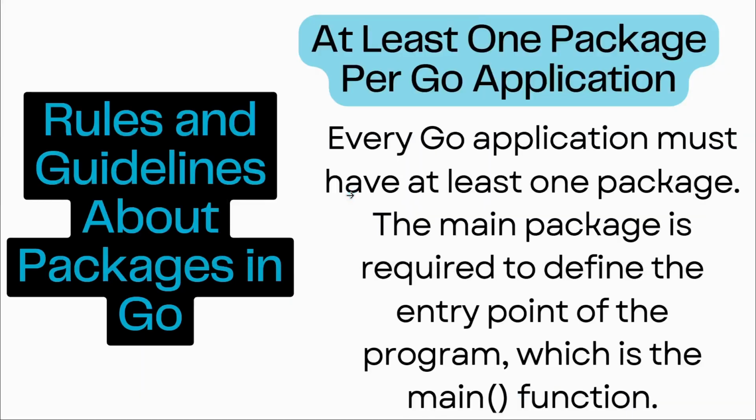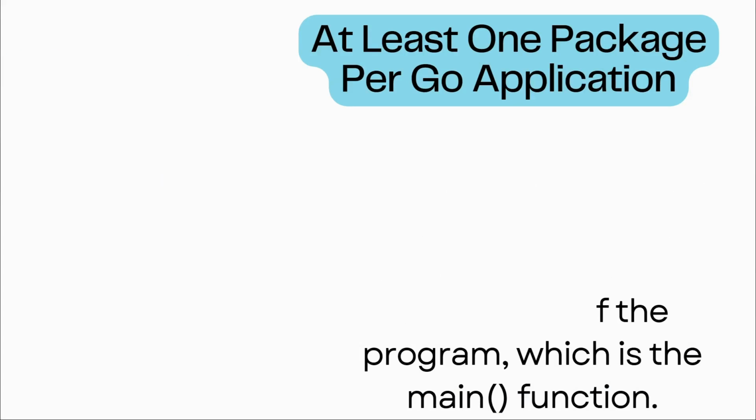So that is how the flow works, and that's the first rule. For every Go application, you should have at least one package, and that package has to be the main package.